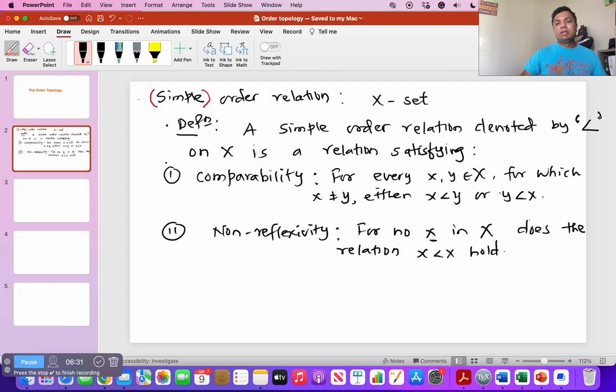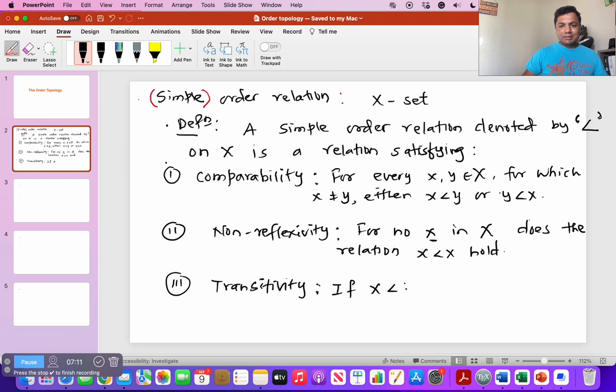But here we are saying non-reflexivity. That means every element of the given set X should not be related with itself under the given relation, in order for the relation to be a simple order relation. That's the second property. The first property is comparability, the second one is non-reflexivity, and the third one is transitivity. Let me state this property first.